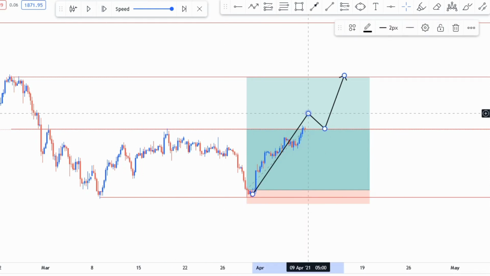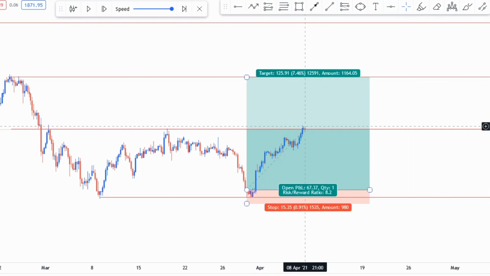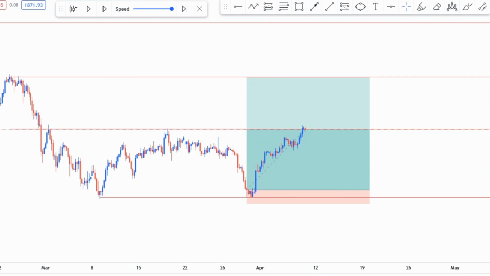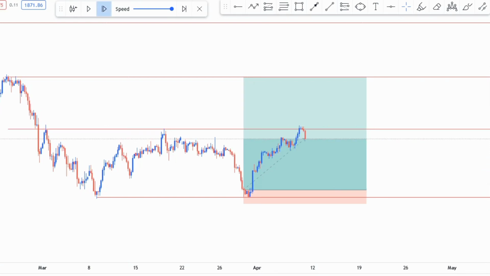At this level here, what I normally do is take partial profit, and I move my stops to break even, such that if price moves in the opposite direction, there's no way we'll lose the trade. Rather, we'll just come out at break even, but we've already taken some profit as well. So we wait to see how price reacts to this area.